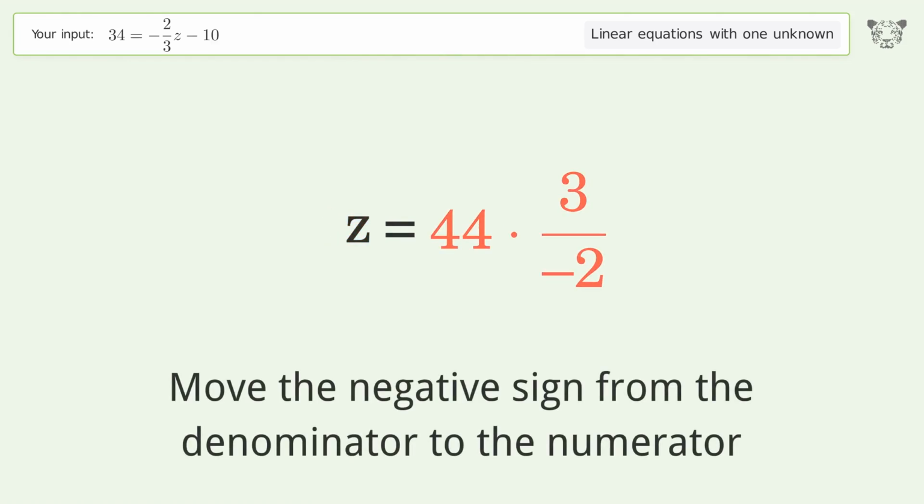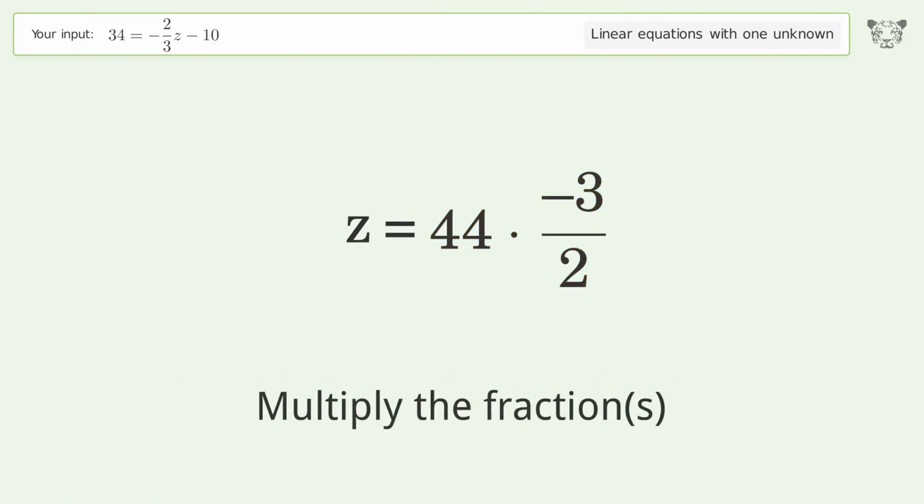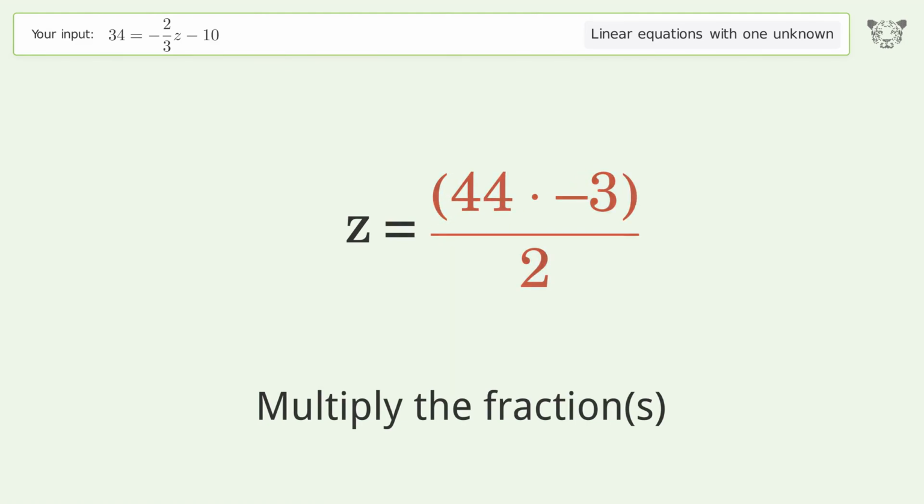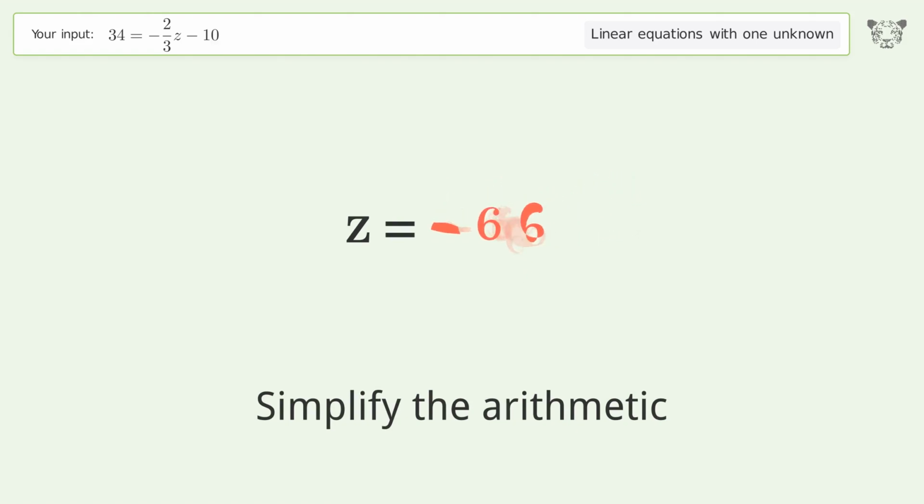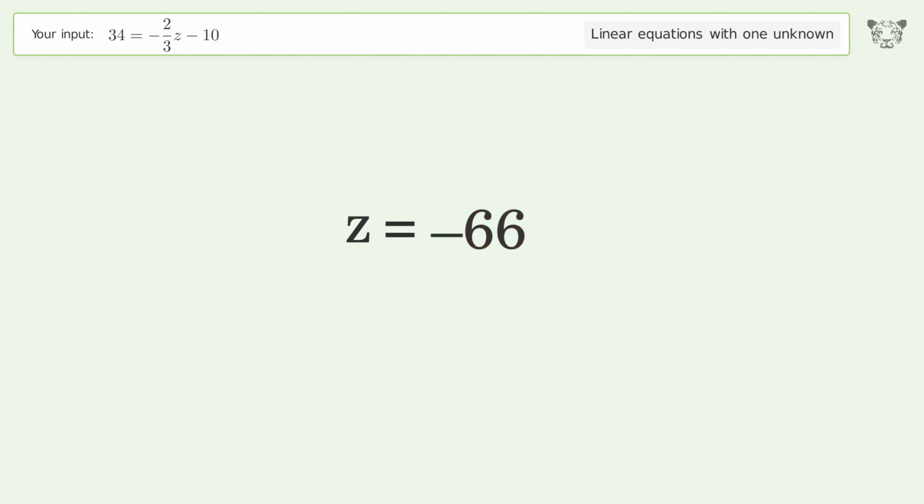Move the negative sign from the denominator to the numerator. Multiply the fractions. Simplify the arithmetic. And so the final result is z equals -66.